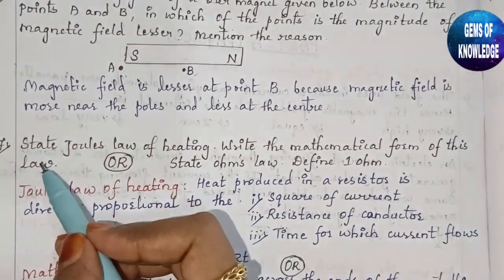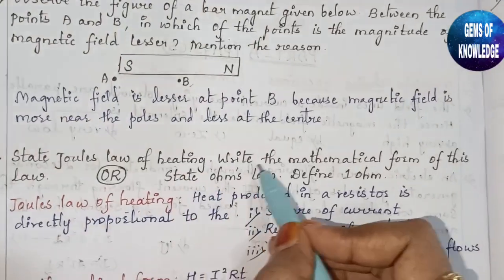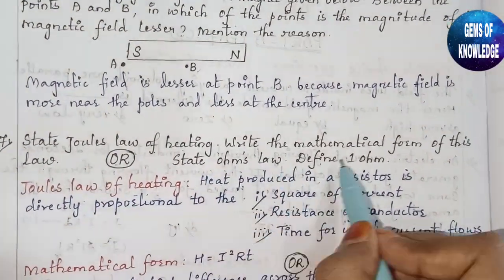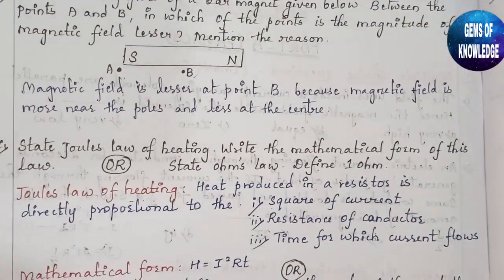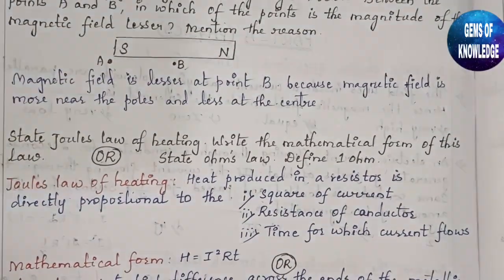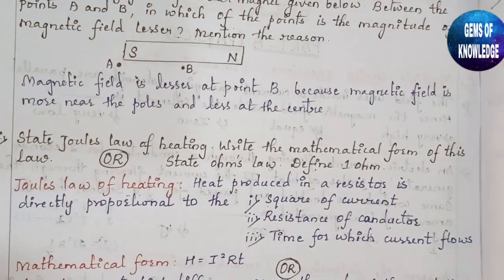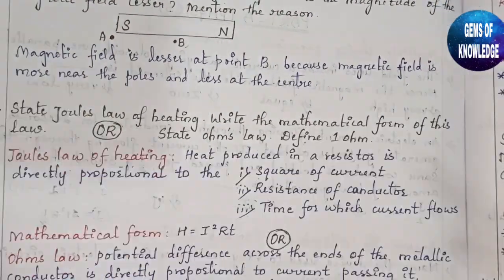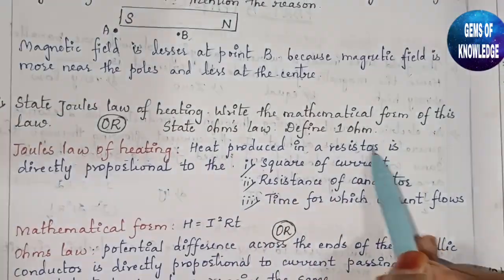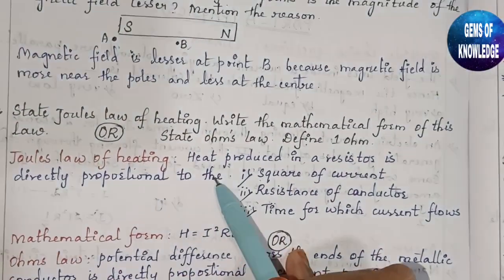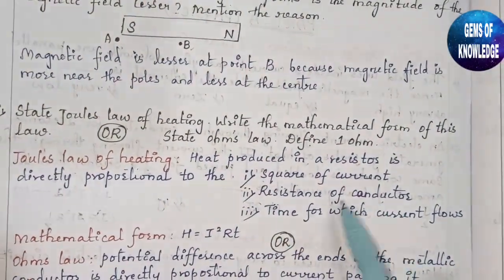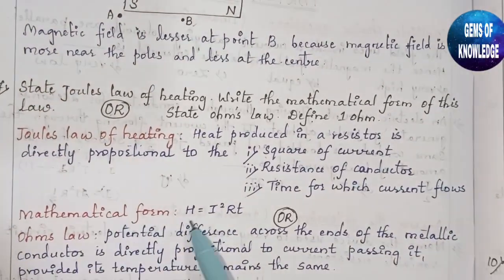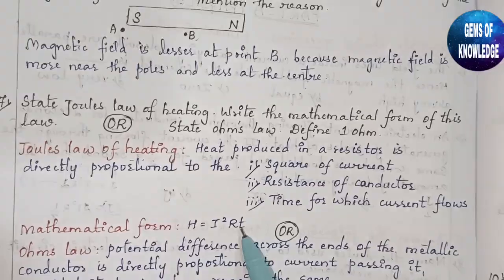Next, 7th one: state Joule's law of heating. Write the mathematical form of this law. Or the question is given, state Ohm's law and define 1 ohm. These are the most important laws which I have already taught you in my last video. If you have not watched that video, the link is provided in the description box. Here Joule's law of heating is: heat produced in a resistor is directly proportional to the square of the current, resistance of the conductor and time for which the current flows. This is the law, and the mathematical form is H = I²RT.